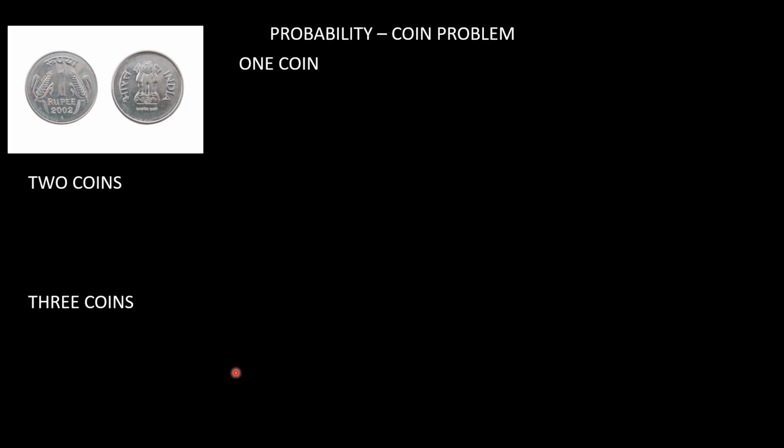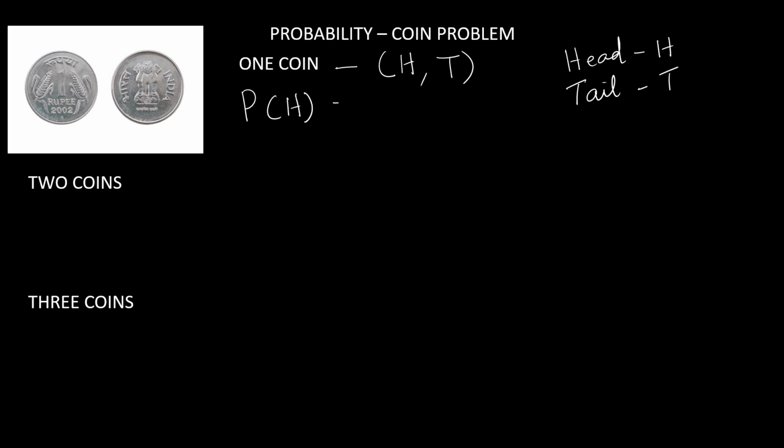Okay, so now I am going to write the outcomes for one coin. H is denoted by head, T is denoted by tail. So for one coin you have got either H or T, and what is the probability of getting head? Probability of getting head is 1 by 2, and the probability of getting tail is 1 by 2.